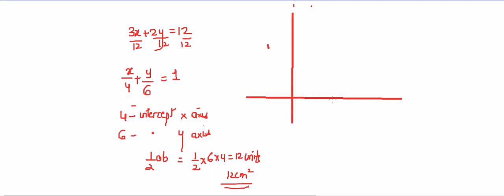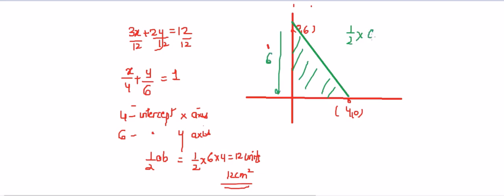So clearly the intercept is 4 here and 6 there. Join these two and you'll get a straight line. And yes, this is a triangle, so the area under the curve is half base times height, which is half times 6 times 4. So you'll get 12 centimeters squared.